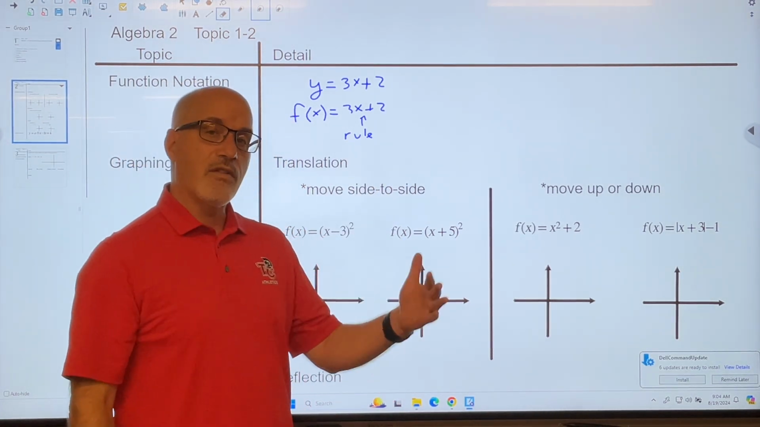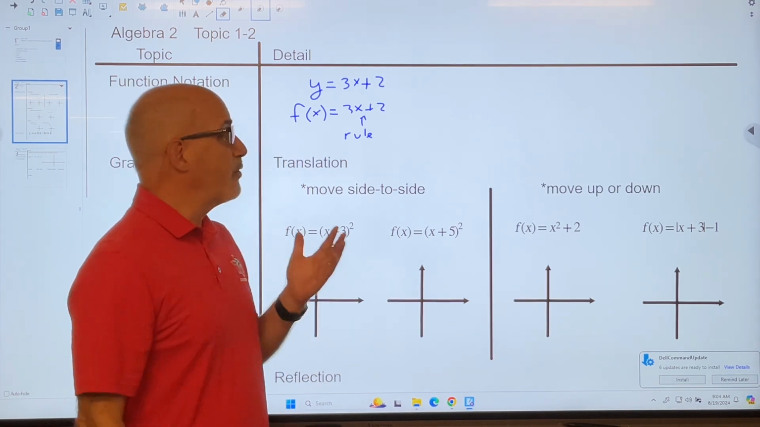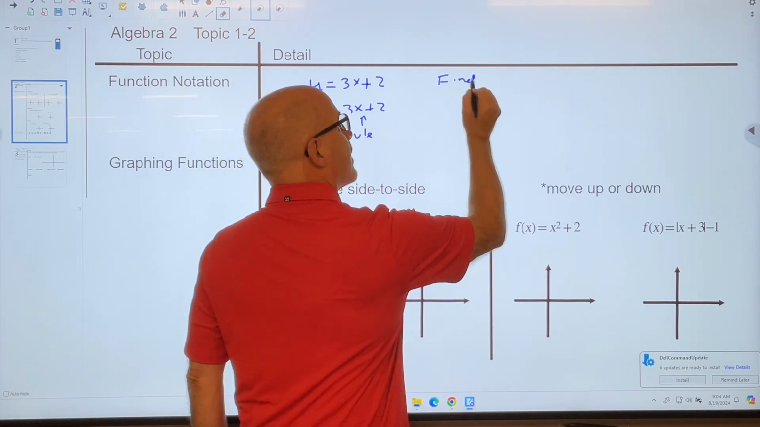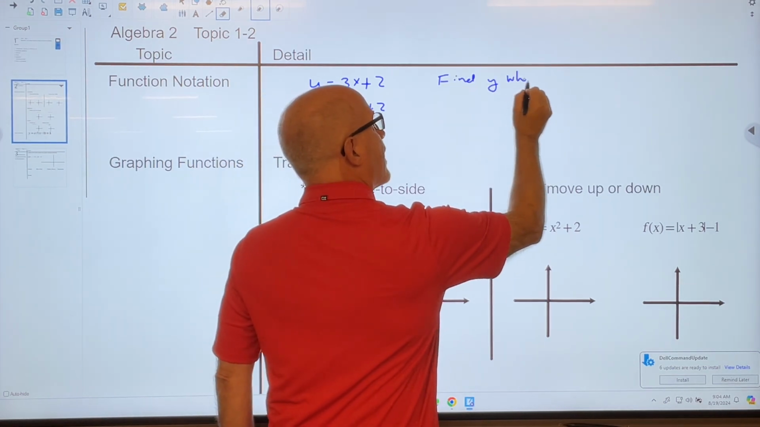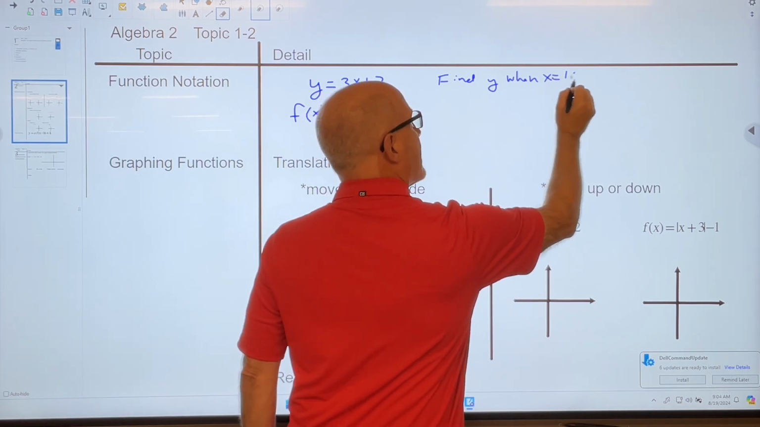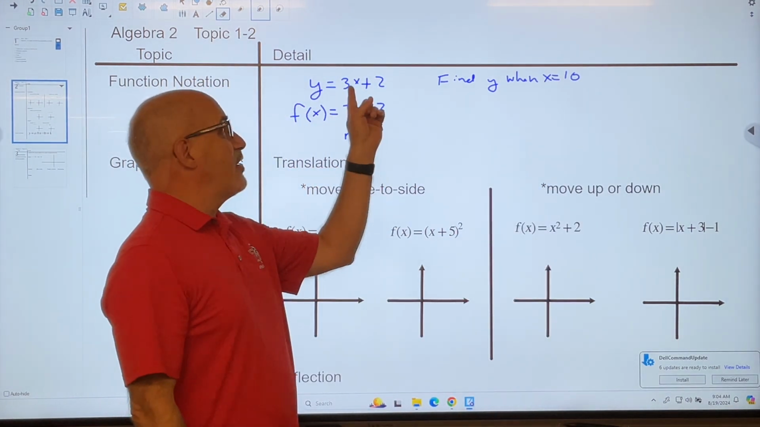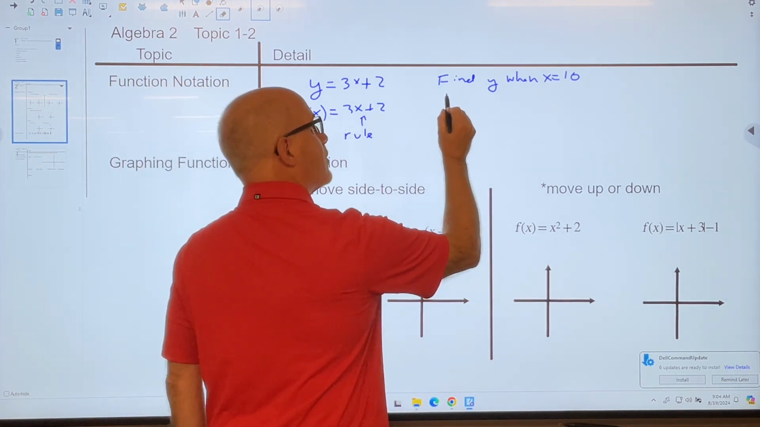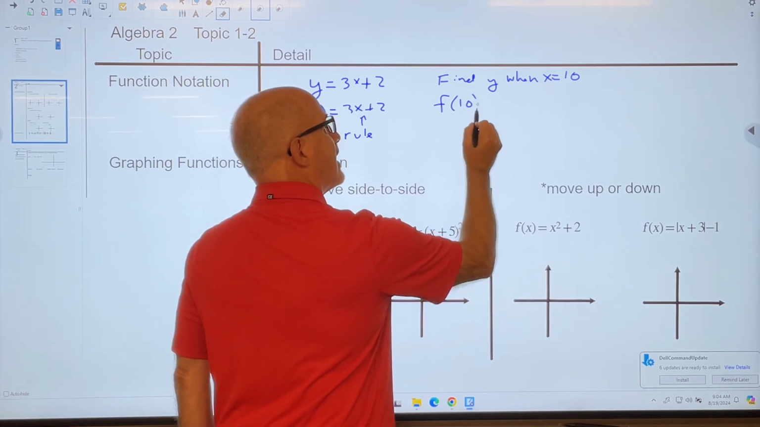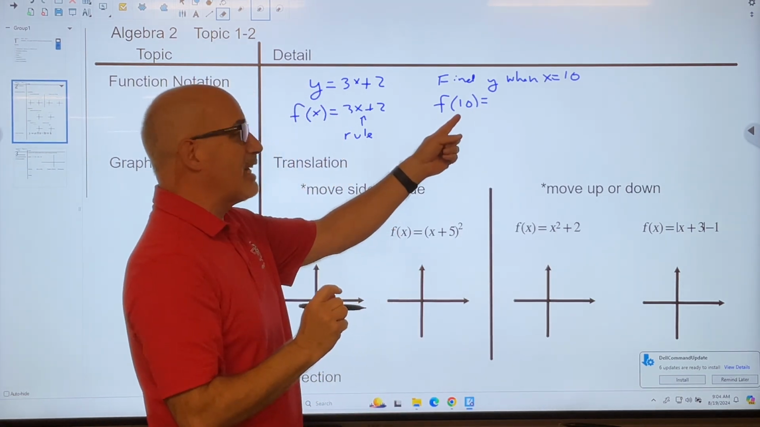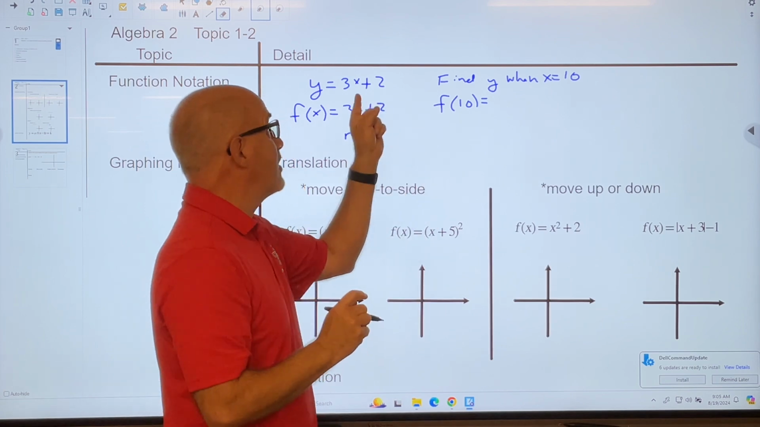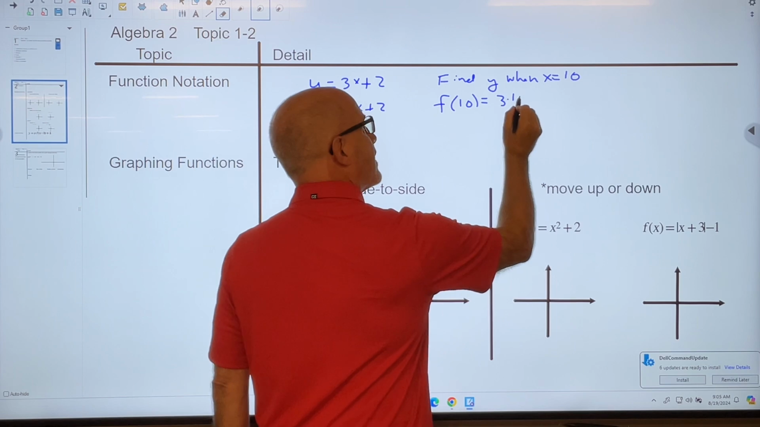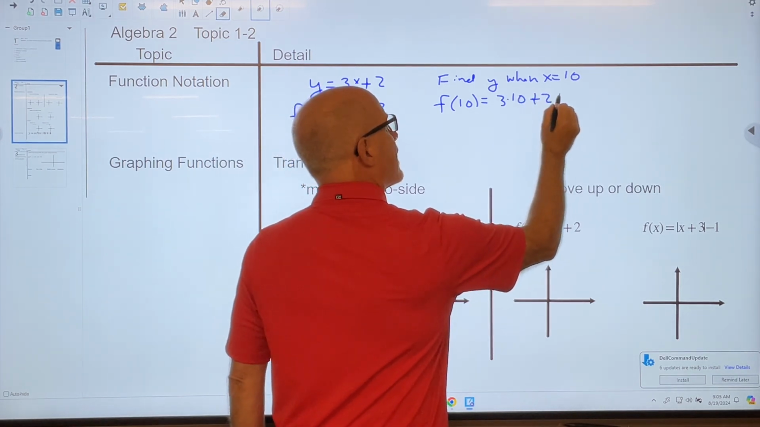Now, how this is helpful is we can use it for shorthand. If we wanted to make the statement, find y when x equals 10, that means put 10 in, and you get 30 plus 2, which gives you 32. Well, we can use the shorthand of f of 10 equals, and that immediately tells us to put in 10 for x into the equation and then find out what the y is. So that gives us 3 times 10 plus the 2, which gives us 32.